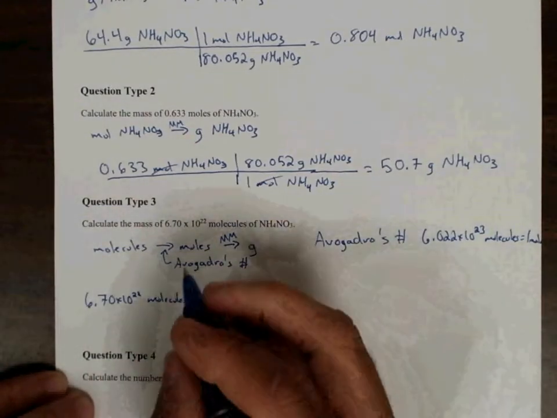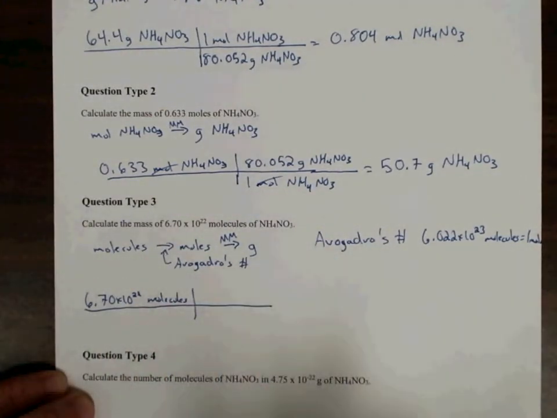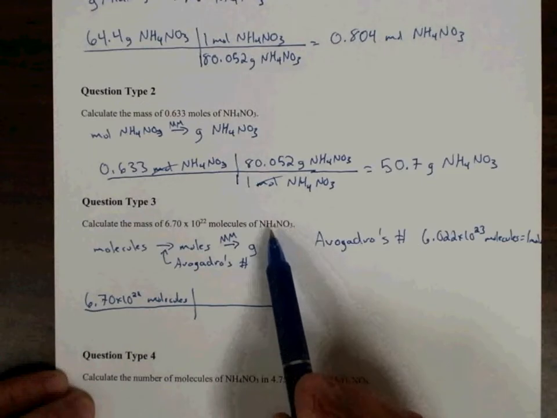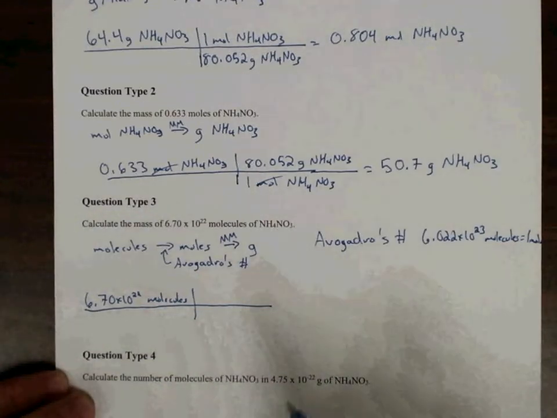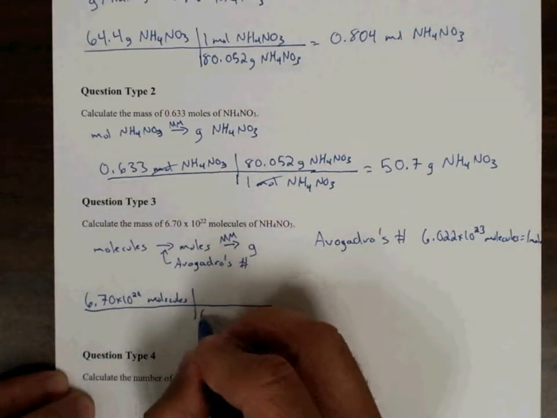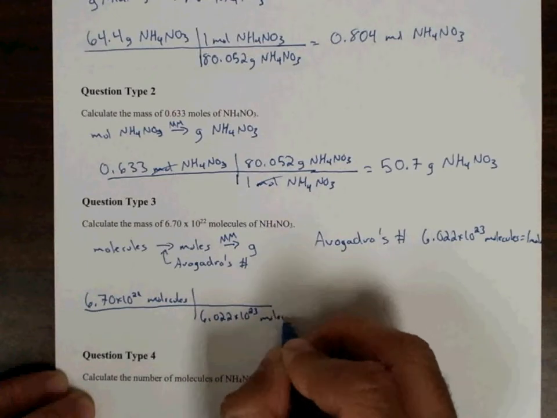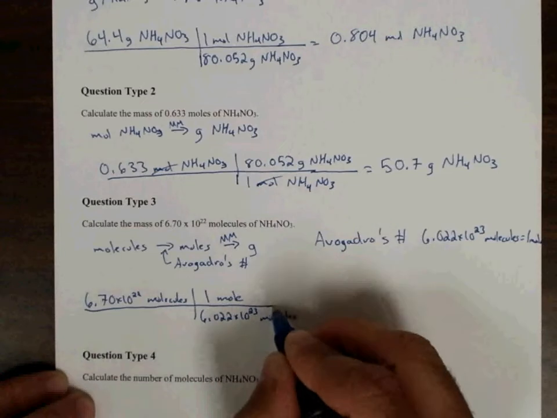I'm not going to put in the NH4NO3 just because when we start writing out the molecules it gets a little big and I don't want to take up too much more of this page space. This will be important to make sure that we keep track of the entire unit later on, NH4NO3, if we're interconverting between other species or other compounds. But we'll take our 6.70 times 10 to the 22 molecules and divide that by 6.022 times 10 to the 23 molecules from Avogadro's number and set that equal to 1 mole on top.